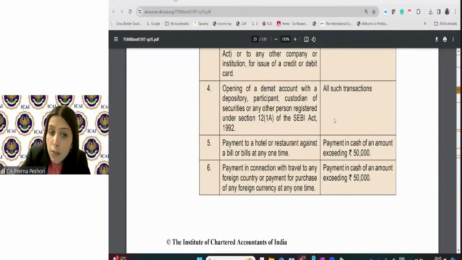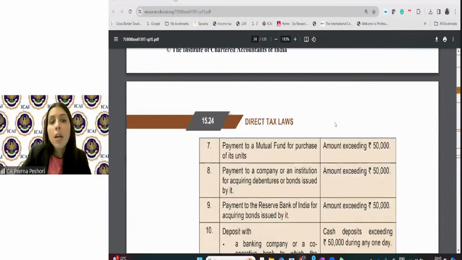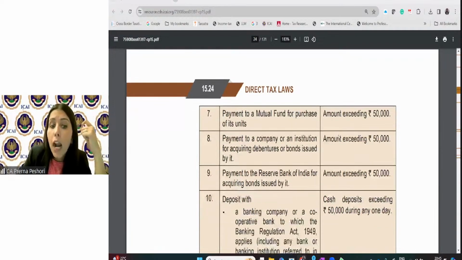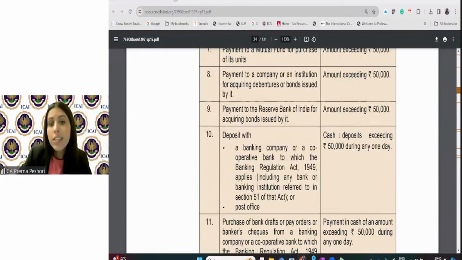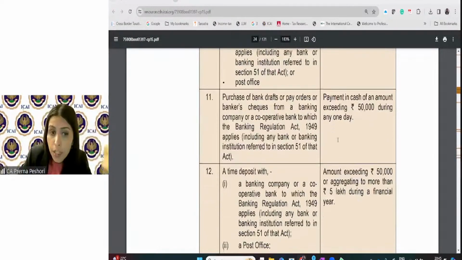Payment for travel to a foreign country or purchase of foreign currency in cash of more than rupees 50,000, you need to quote your PAN. Payment to a mutual fund for purchase of units exceeding rupees 50,000. This is not in cash. Payment for purchase of debentures or bonds. Payment to the RBI for purchase of bonds. All these amounts, mutual fund, debentures or RBI bonds, exceeding rupees 50,000. Deposits with a banking company where cash deposit exceeds rupees 50,000 during any one day. Or purchase of bank drafts where a cash amount of more than 50,000 is used.